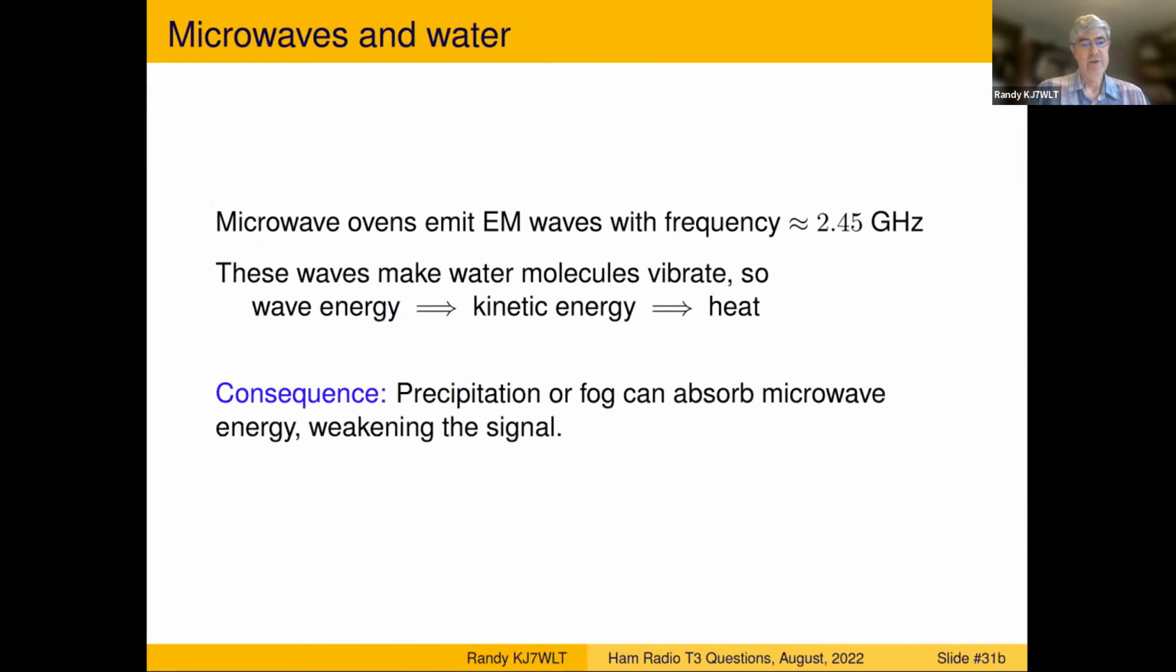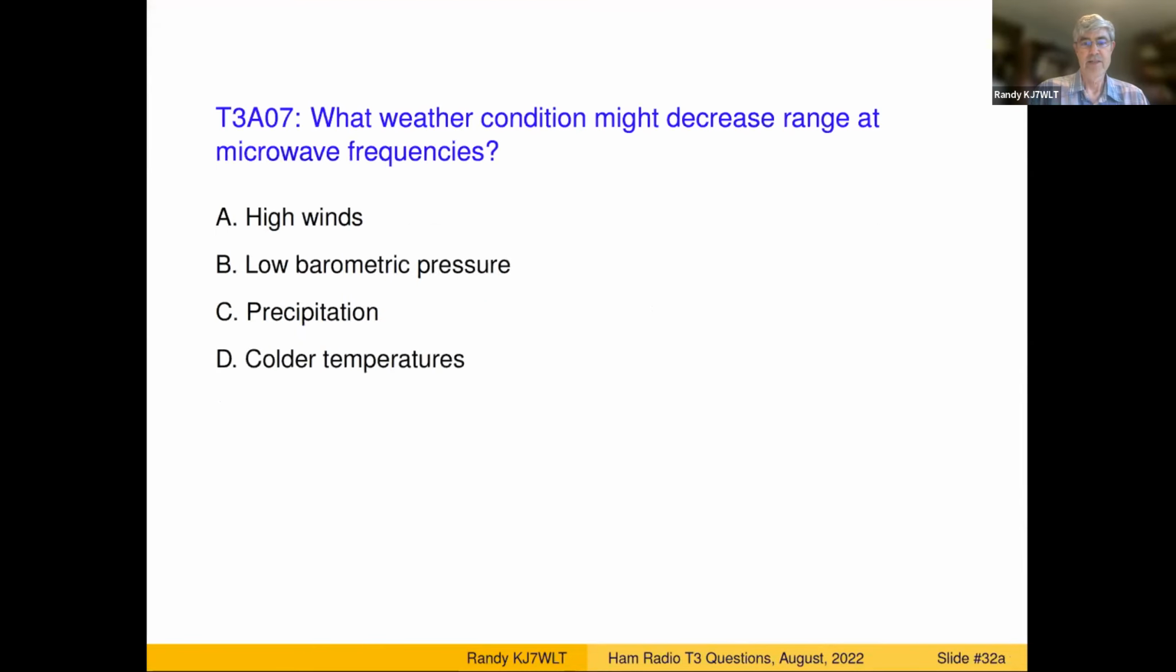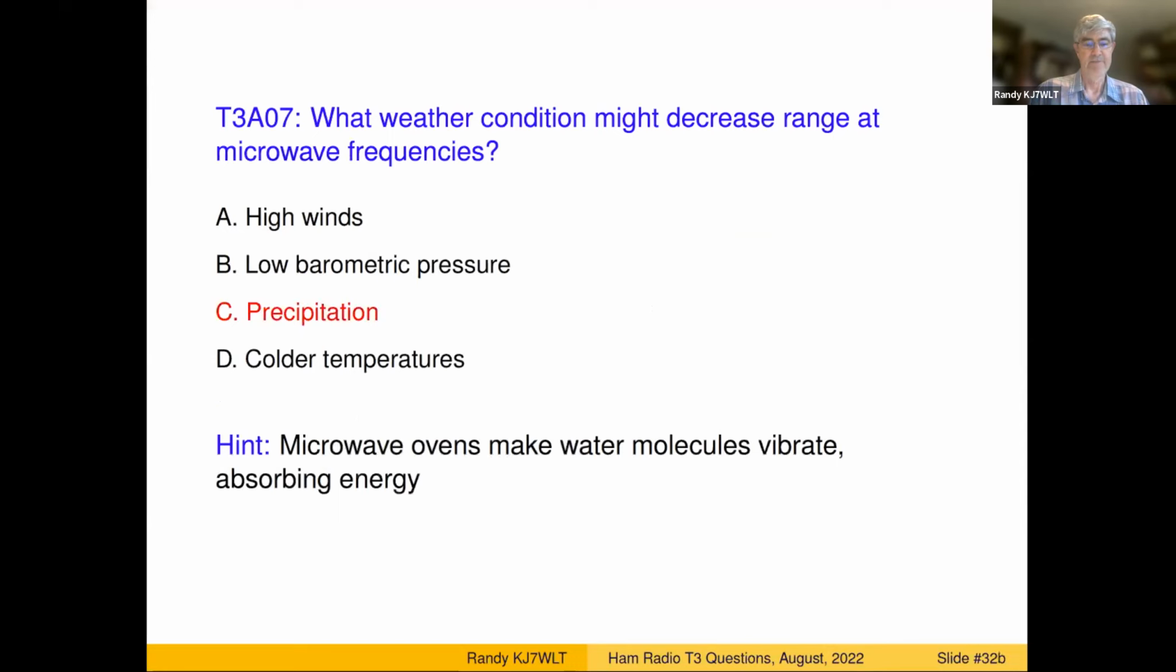But the consequence in terms of radio waves is that precipitation or fog, which are water molecules, can absorb microwave energy and weaken the signal. So one question is, what weather condition might decrease range at microwave frequencies? And the answer is precipitation.